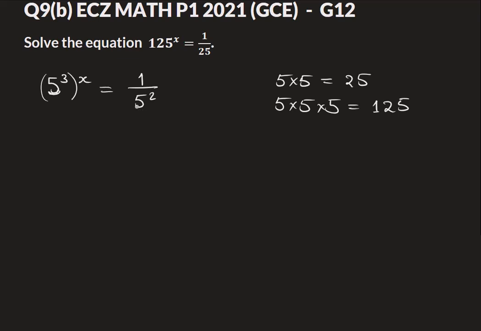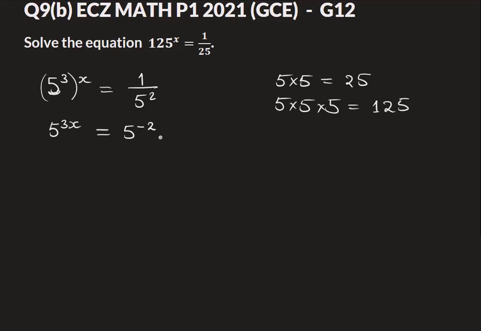Next, what we have to do is make sure this right hand part is expressed in a very similar way to our left hand side. Additionally, since this x is the power after the brackets, we can simply just multiply it by the 3 to have 5 to the power 3x, then equate it to 5. Then remember, we had a 1 over 5 to the power 2, right? We could write it like this.